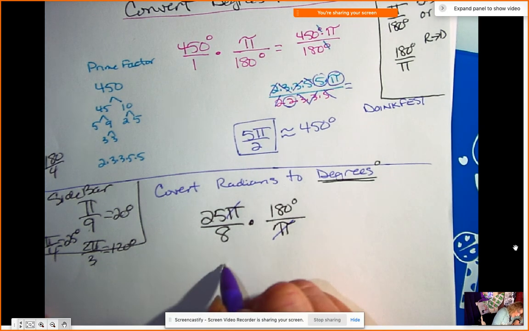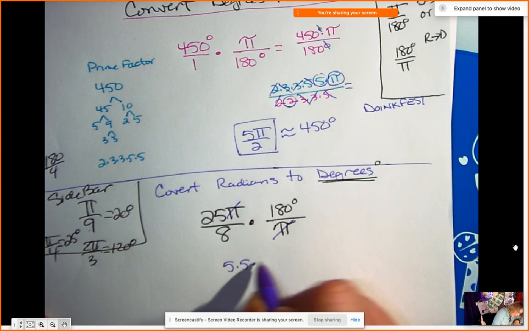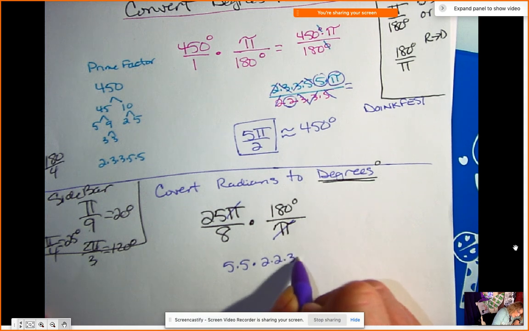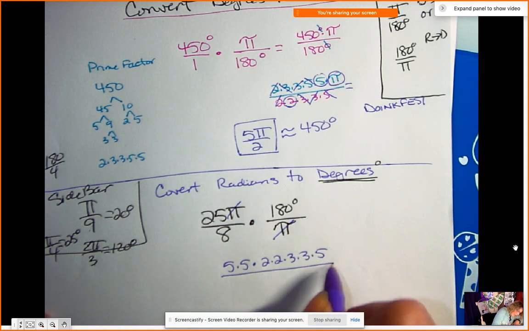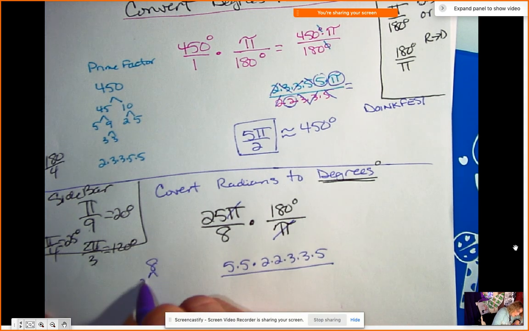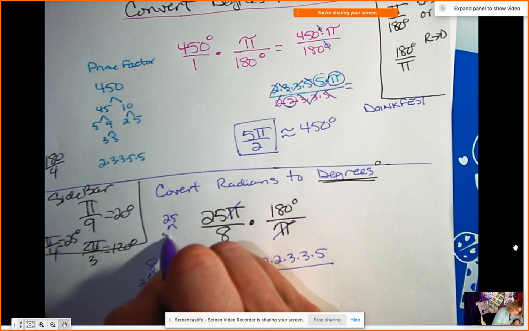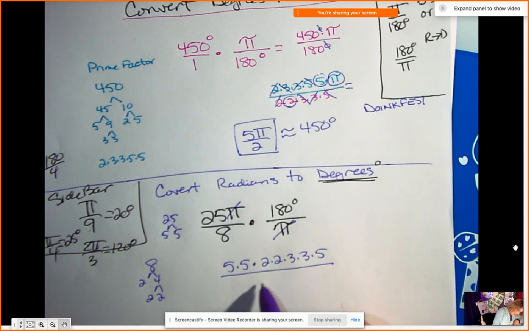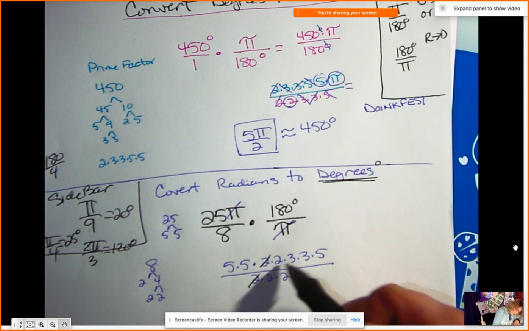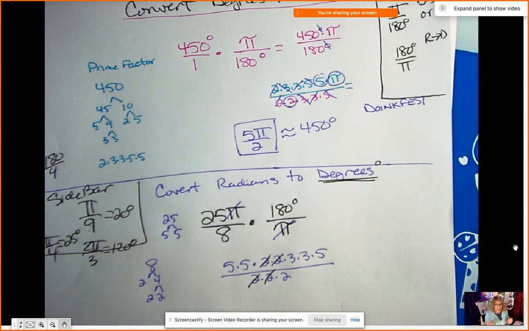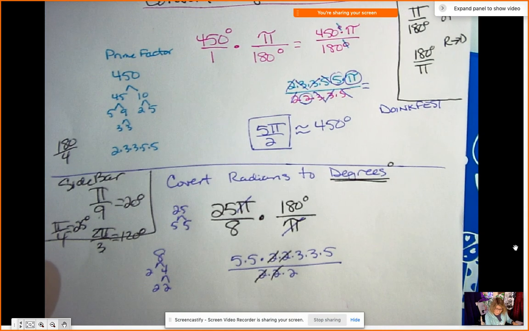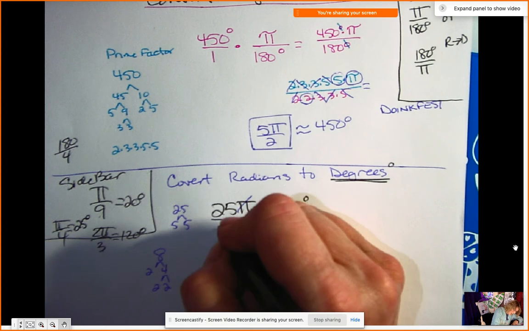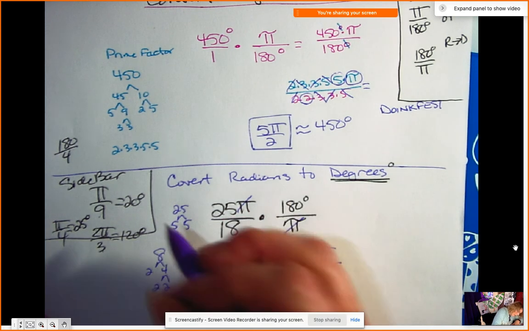Okay, 25 is 5 times 5. 180 is 2 times 2 times 3 times 3 times 5. 18, if you're not sure, it's 2 times 9, and 9 is 3 times 3. Hopefully you realize that 25 is 5 times 5. Okay, so on the bottom I have 2 times 2 times 2. Doink fest. Doink, doink, doink, doink. Everything that's left is your degrees. Sorry, I was supposed to have an 18 on the bottom, not an 8.